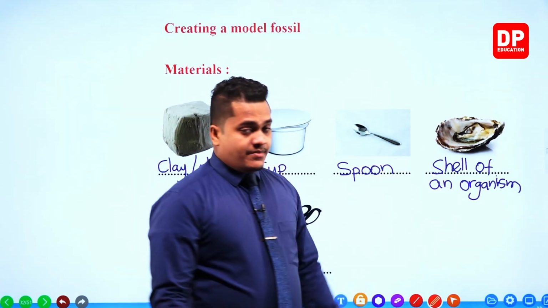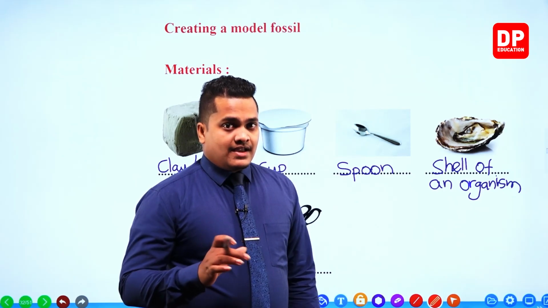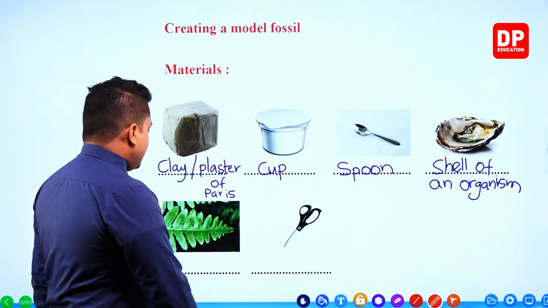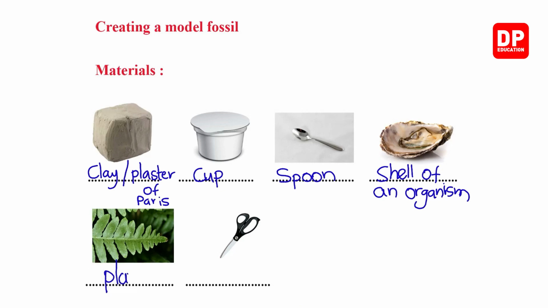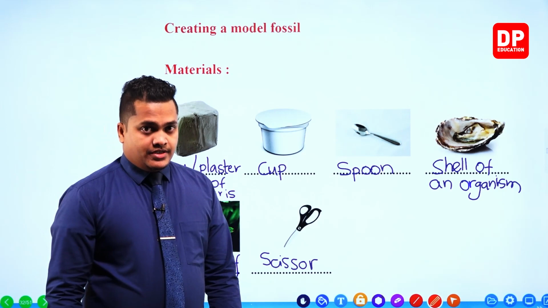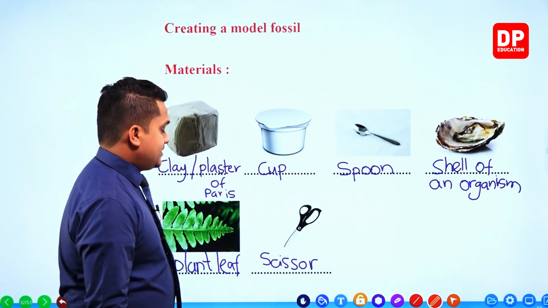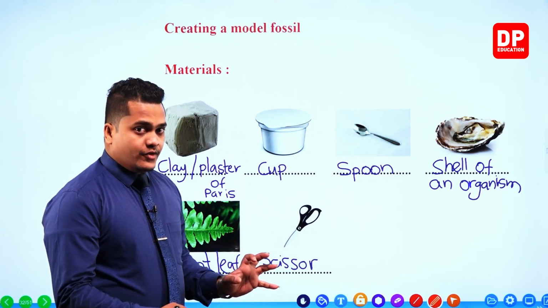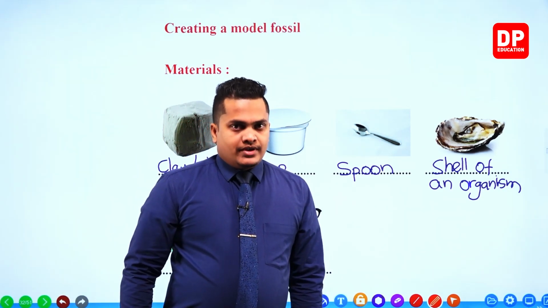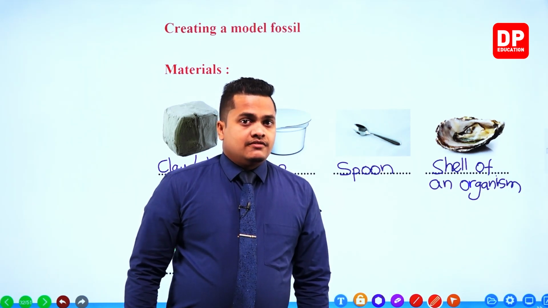It can be a shell of a snail, a shell of a bivalve or any other, so we need to find a shell of a certain organism. Then a plant leaf, and a pair of scissors. So these are the materials you need, my dear children: a cup, a spoon, a shell of an organism, a plant leaf, and scissors. And to make the structure, we'll be needing clay or else plaster of Paris. These are the materials you need in the creation of this fossil.